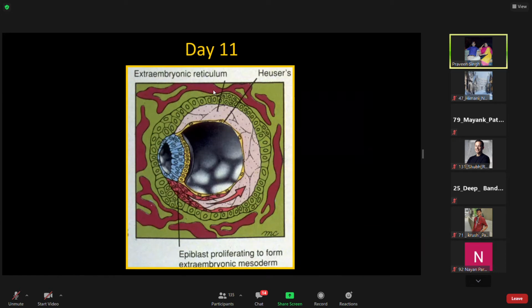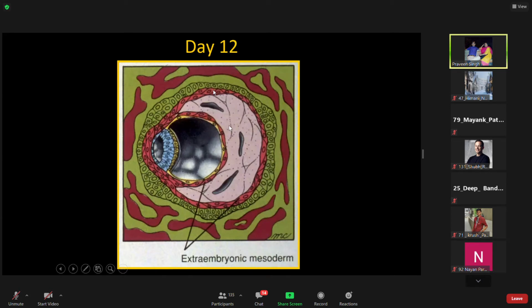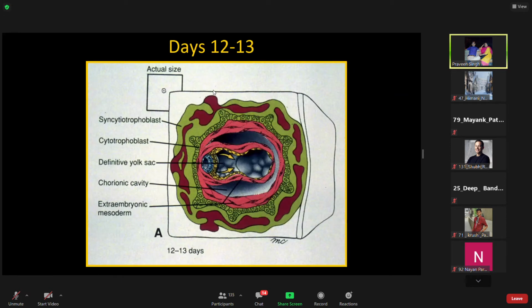Now further going, there is a layer formed outside, and this layer is outside the inner cell mass. So it is called as extra embryonic mesoderm. This is extra embryonic mesoderm, which is being formed from the outer cytotrophoblastic layer as well as maybe some contribution from the epiblast. So this is extra embryonic mesoderm. And then small cavities appearing, and then it is becoming smaller and smaller in size.